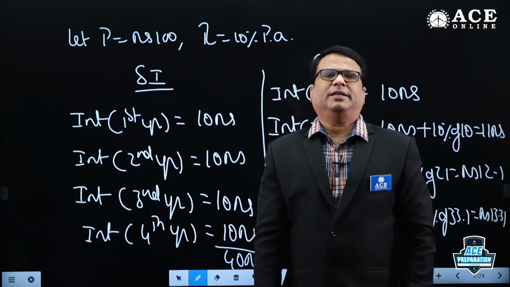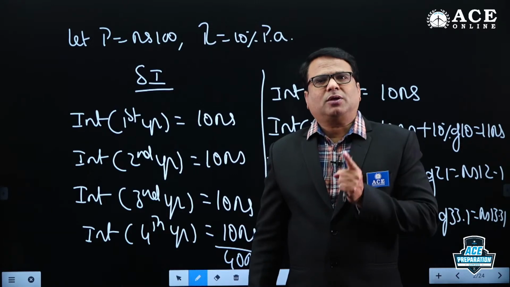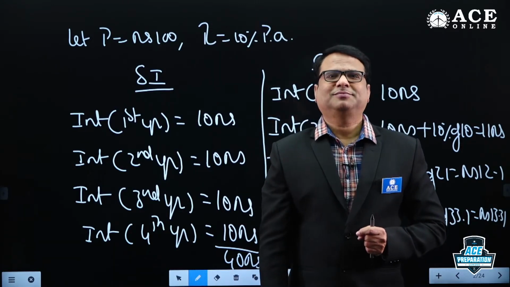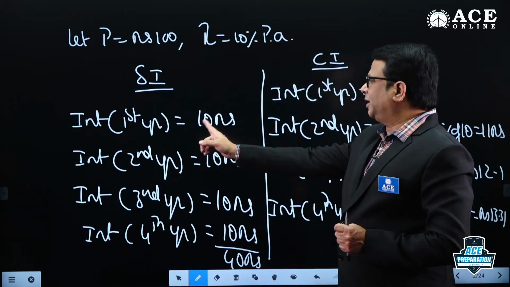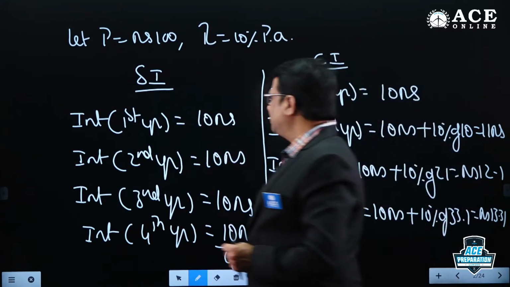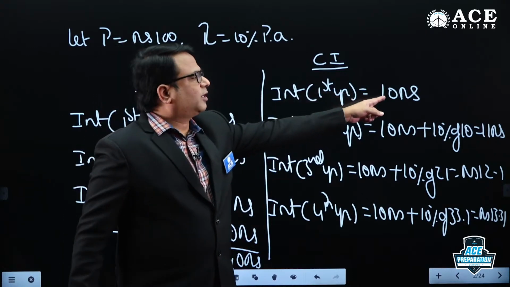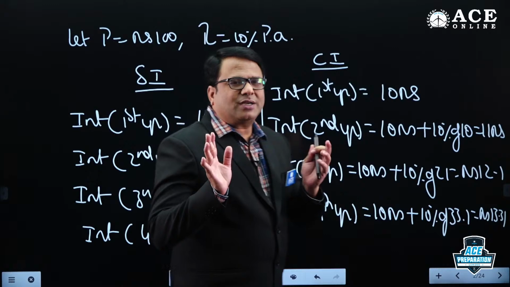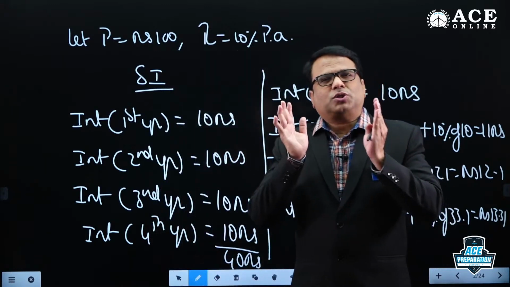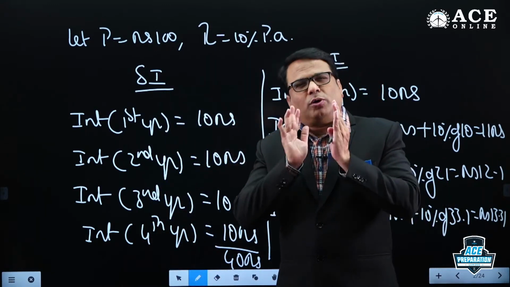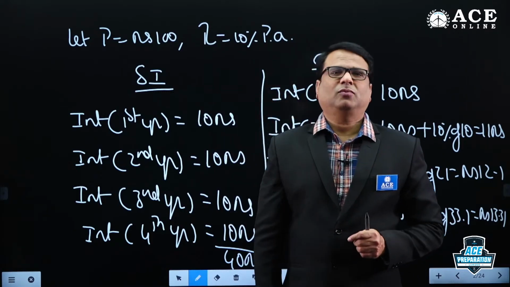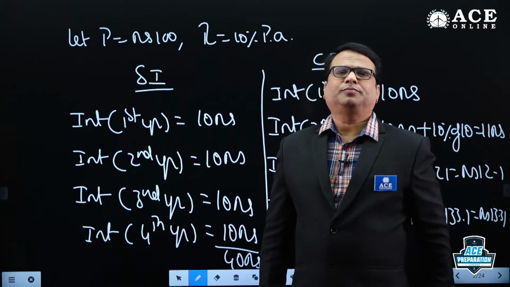The first point is simple interest and compound interest both are same for the first year. You can see here, what is the simple interest for first year? 10 rupees. What is the compound interest for first year? That is also 10 rupees. So whether you charge simple interest or compound interest, both are same for the first year. This is point number 1.